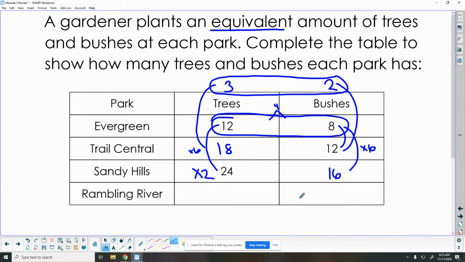So, I'm missing one here in Rambling River. I'll have to add a number there. So let's say that this is 30 here. So how do we get from 3 to 30? Well, we times by 10. So 2 times 10 is 20. Okay, so we just follow the same thing on both sides from the same row.